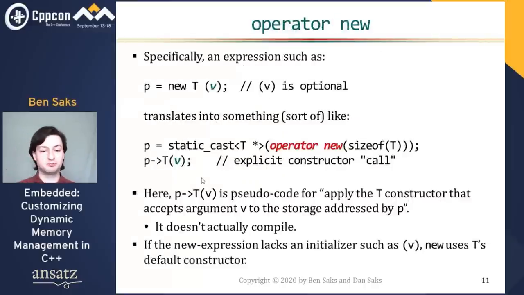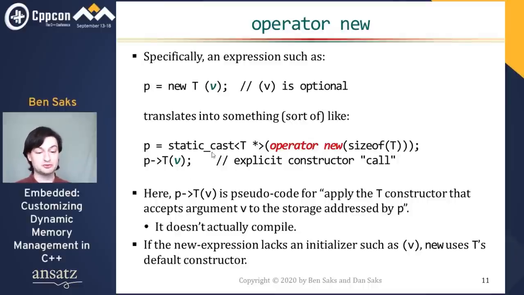So if you were to break down a new expression, look at what the compiler actually generates behind the scenes, what you would see is that this new expression would translate into something that looks internally kind of like this. So this is step one, where we call this function called operator new. We pass it the size of the object we want to allocate, just like we did with malloc. And the compiler will automatically generate code to convert that to a pointer to a T and assign that to P. That's basically the same as what malloc did, just using slightly different words. The second step here is to essentially call a constructor on that object that we've just allocated to initialize it.